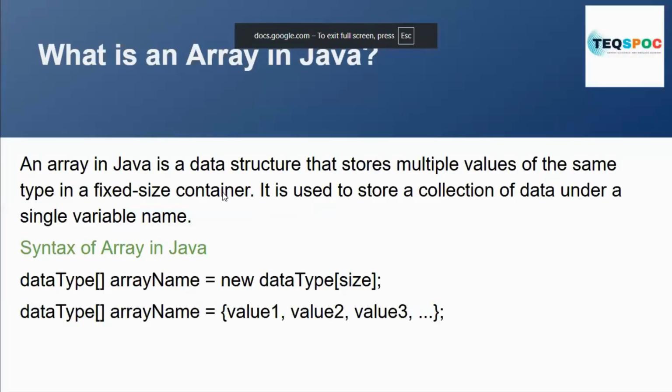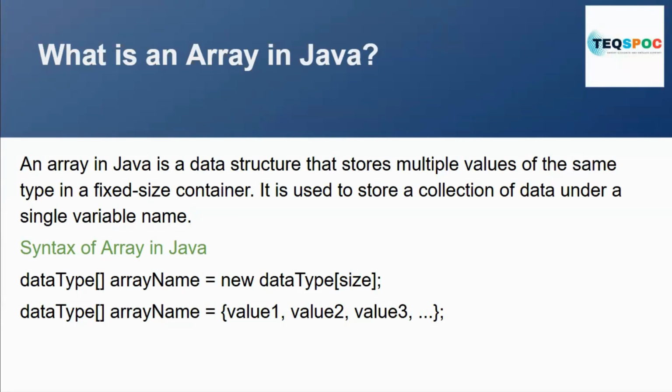An array in Java comes under data structures. Okay, so an array in Java is a data structure that stores multiple values of the same type in a fixed size container. It is used to store a collection of data under a single variable. Basically, arrays are used to store multiple values in a single variable.